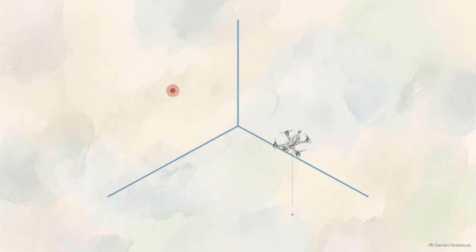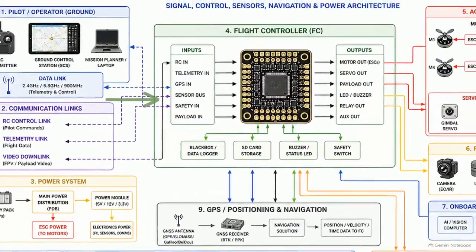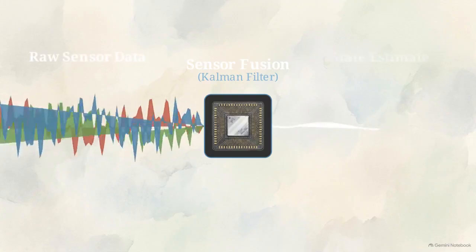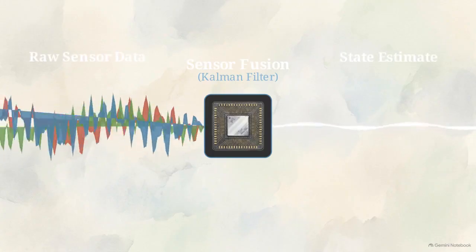Before the drone can calculate how to move toward that set point, it must determine its current exact position in 3-dimensional space. Switching to the hardware schematic, this spatial data is gathered by the sensor suite, specifically the gyroscope, accelerometer, and GNSS modules. That raw telemetry travels back up the sensor buses, feeding directly into the flight controller. Raw sensor data is noisy and often contradictory. It must be mathematically filtered before the data is useful for navigation.